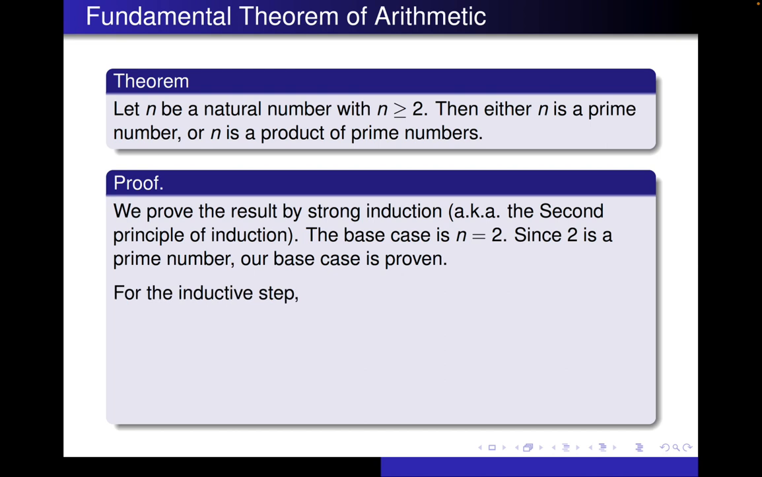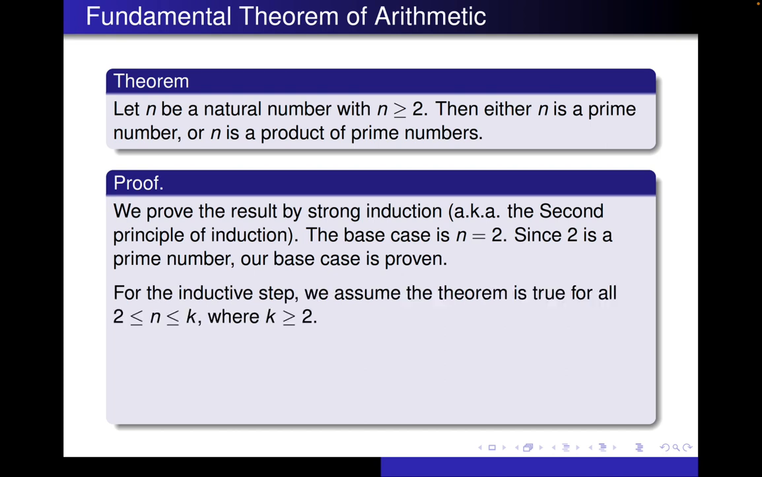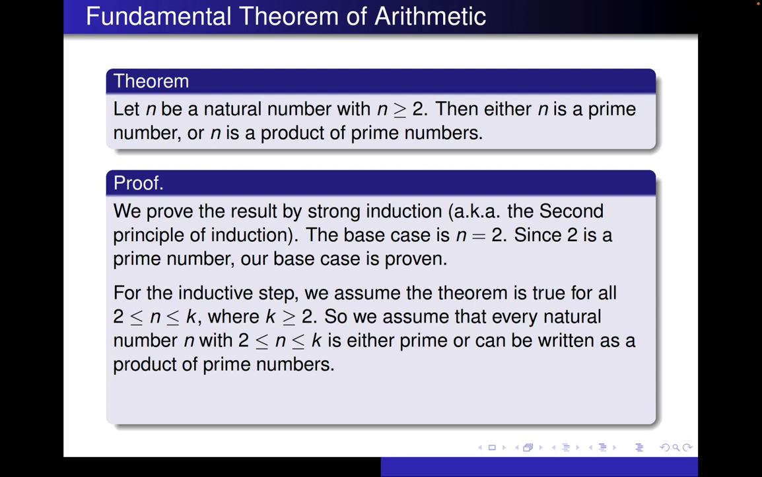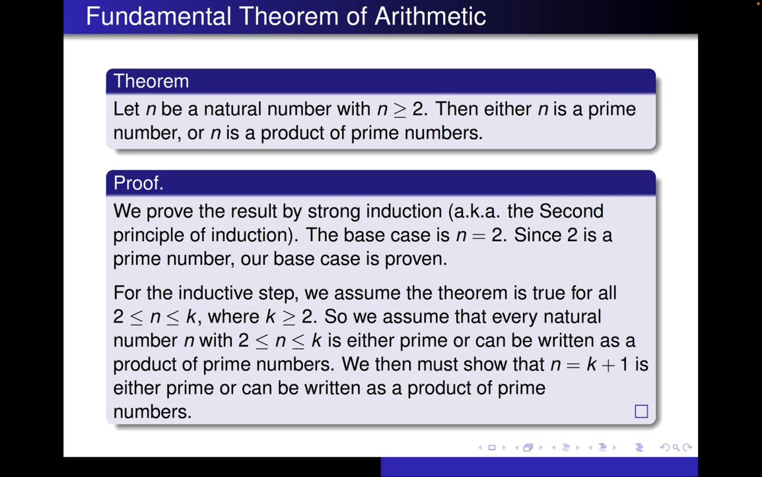We're doing well. Now, for the inductive step, we're going to assume the theorem is true for all numbers starting at 2 and ending at k, where k is some integer that's greater than or equal to 2. What we mean by that is we're assuming that every natural number n between 2 and k is either prime or can be written as a product of prime numbers. And then what we're going to show is that k plus 1 is a prime number, or that it can be written as a product of prime numbers. All right, so we've made it very clear what we're assuming and what we're trying to show.